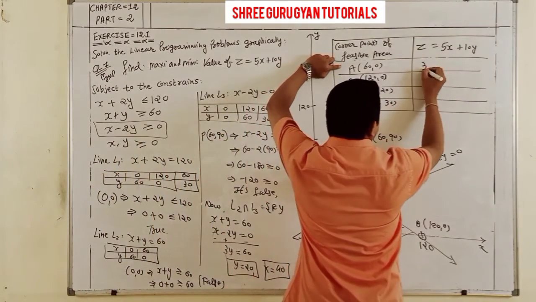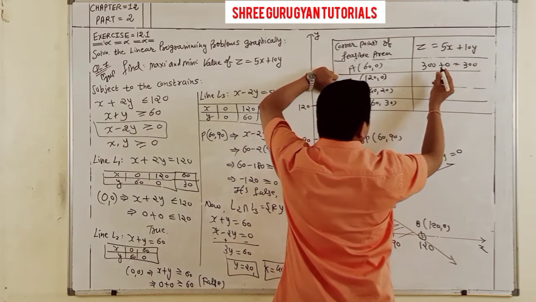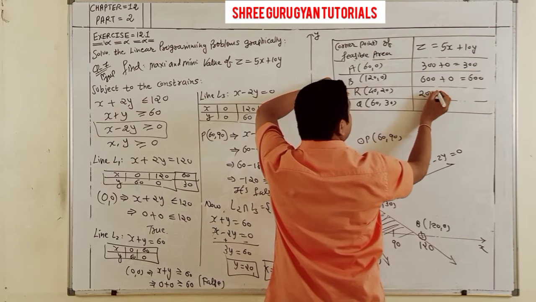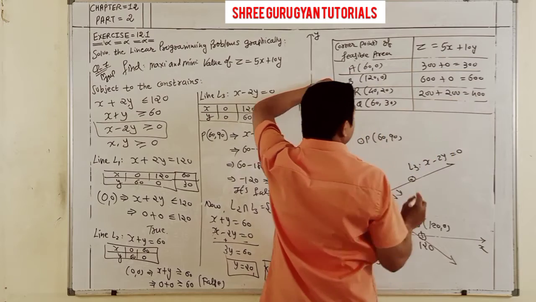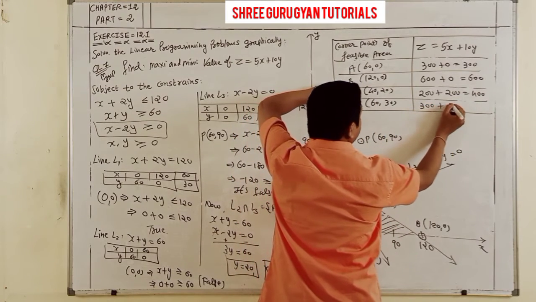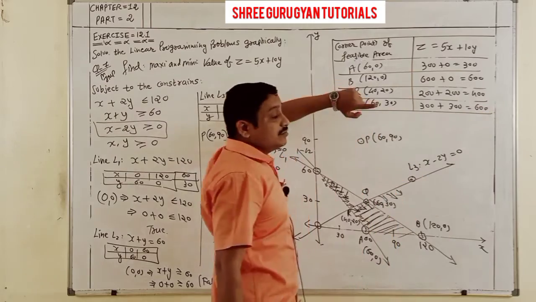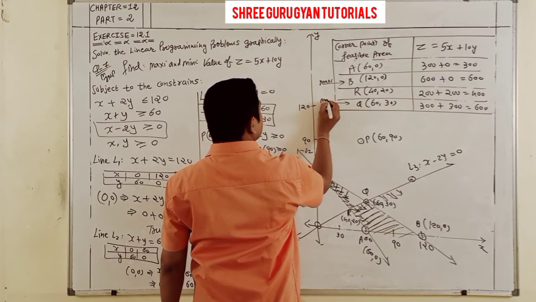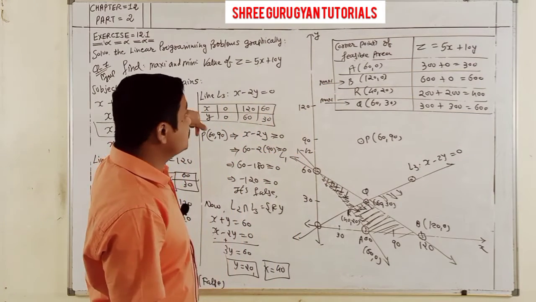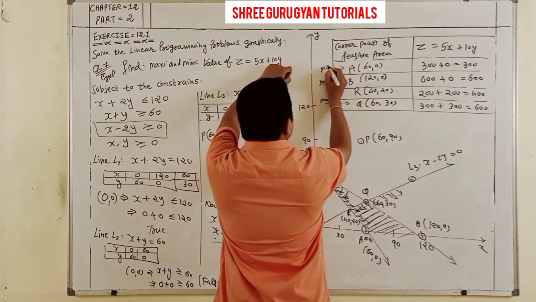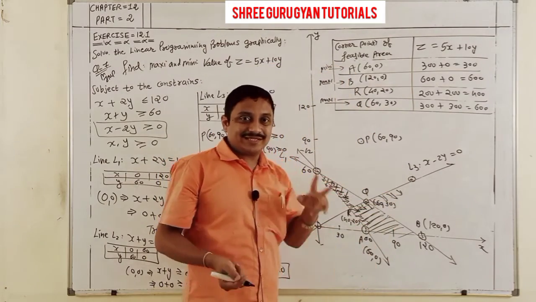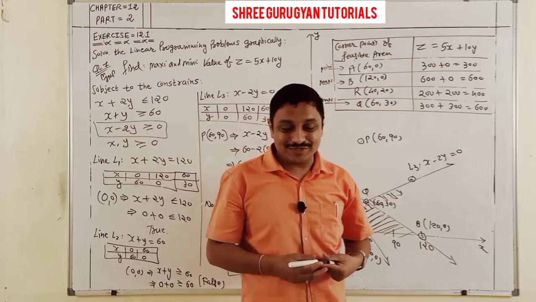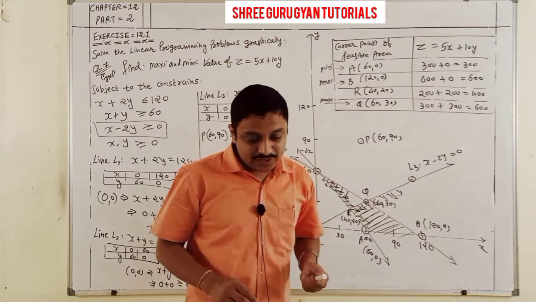So 6 5s are 30, 300 plus 0. At 120: 600 plus 0. At 40, 20: 4 5s are 20, 200 plus 200, it is 400. And last, 6 5s are 30, 300 and 300, it is 600. It means the maximum value is at these two points, and the minimum is 300. After that you will write down in the statement that at these two points are the maximum, and here 60, 0 is the minimum value, 300, and easily you will cover your answer.